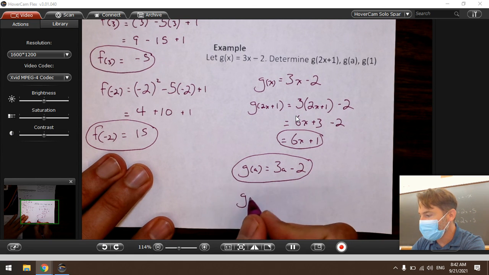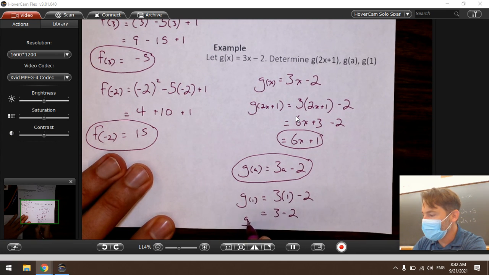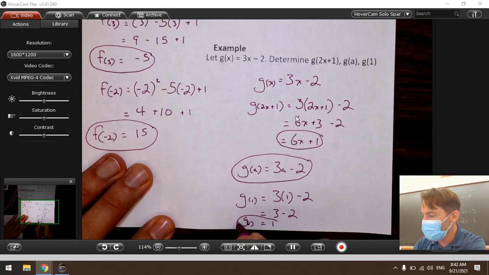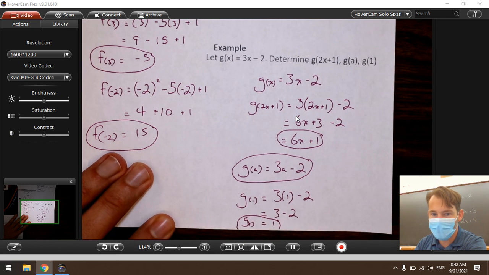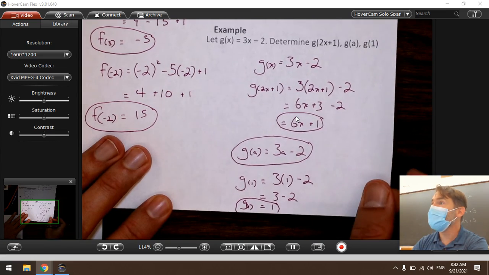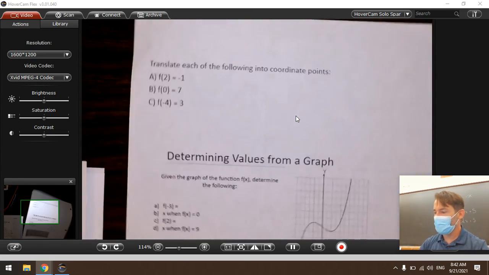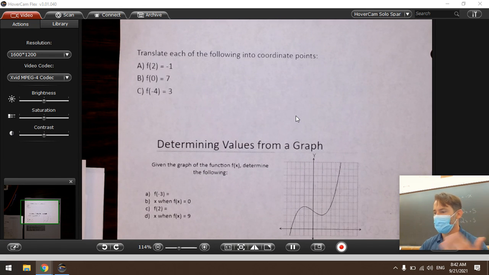Okay, and then last one. Now, g at 1 is equal to 3 multiplied by 1 minus 2. This is equal to 3 minus 2. G at 1 is equal to 1. Circle it. Final answer. Okay. So that's how we use function notation to input values for your variable. Usually x, but not necessarily x. Like we saw, a is a function of radius.